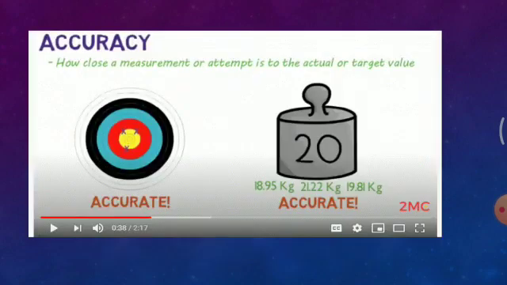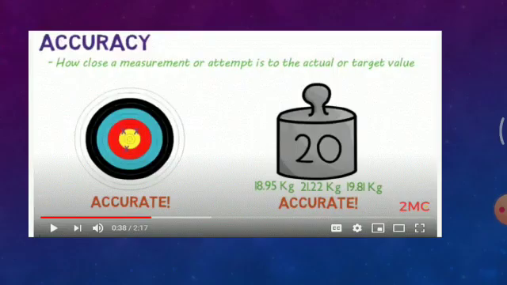Now we'll discuss this. See this first picture. Accuracy is nothing but how close a measurement or attempt is to the actual or target value. In this first picture, you can find three cross marks. Those three cross marks are near to the actual site but not exact. So this condition is said to be accurate. This is how close the measurement is.